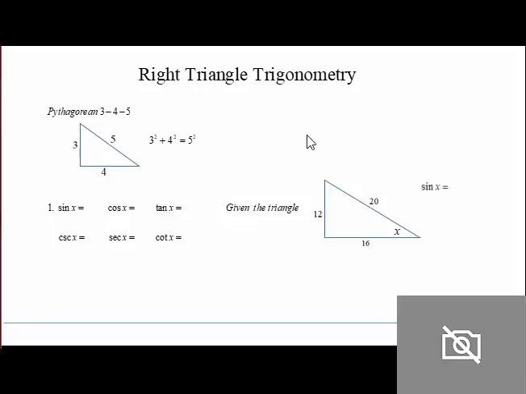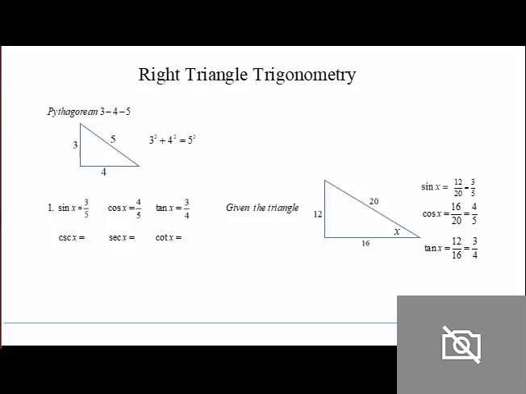So now sine x will be opposite over hypotenuse. That's 12 over 20. Or you can reduce it, get 3 over 5, and compare with the reference triangle here. Same way, your cosine will be adjacent, 16, over hypotenuse, 20, and the simplified version is 4 over 5. And your tangent, from SOHCAHTOA, is opposite over adjacent. Opposite is 12 and adjacent to the reference angle x is 16. So you get 3 over 4. You are done.